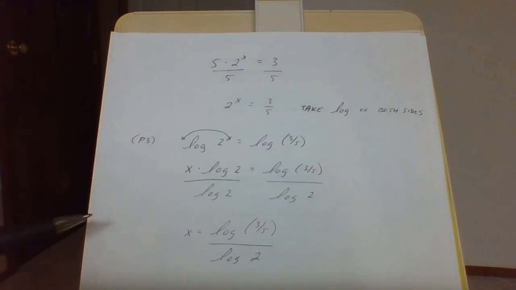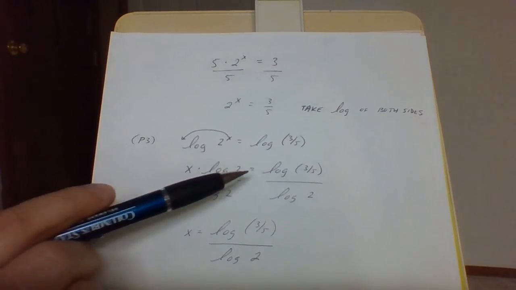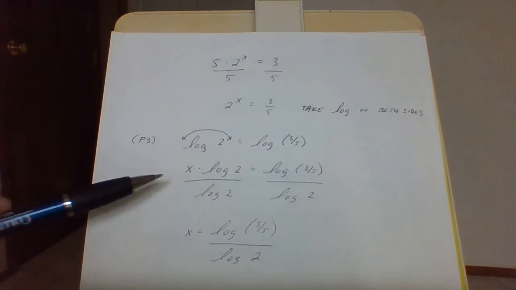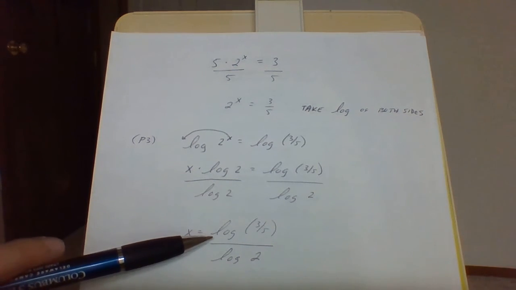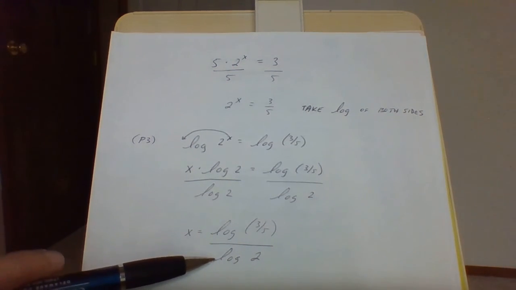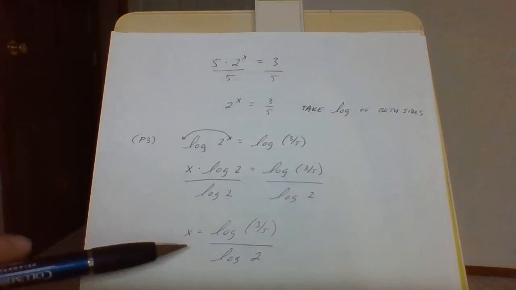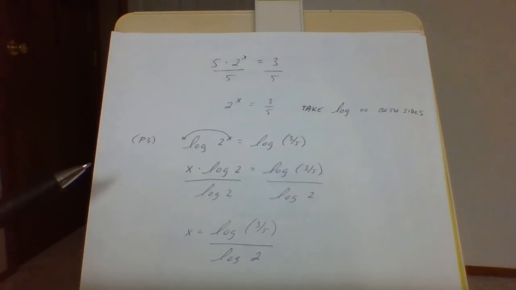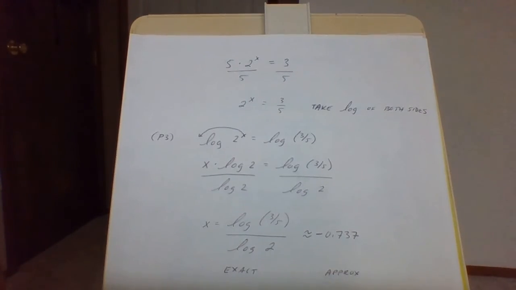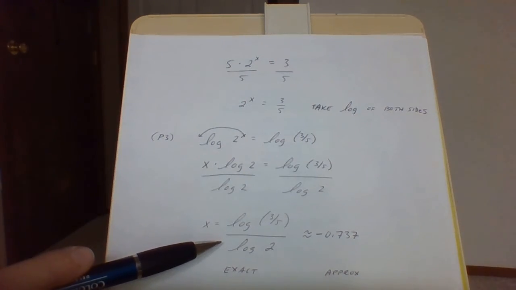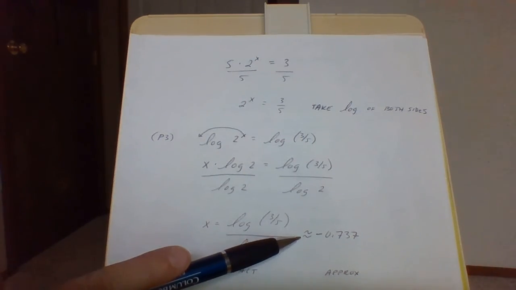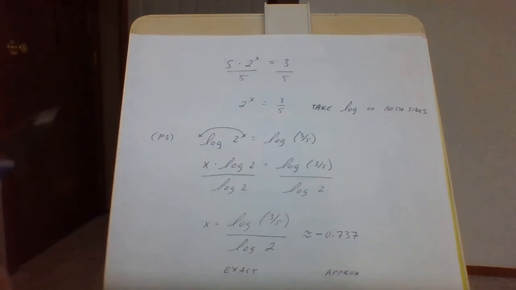Now when I do this, I'm going to go ahead and leave my answer exactly as I saw it over here on this right-hand side after I divided. I have log of 3/5 on top, and I have log of 2 on the bottom part of my fraction. This would be an exact answer. So here's my exact value. If I type this into my calculator, then I should end up with an approximate answer here of negative 0.737. I rounded it to about 3 decimal places.